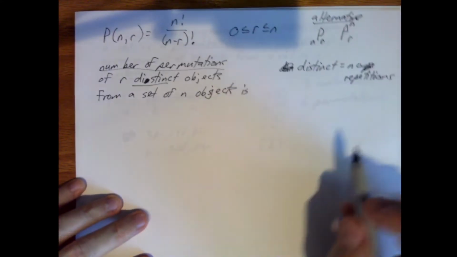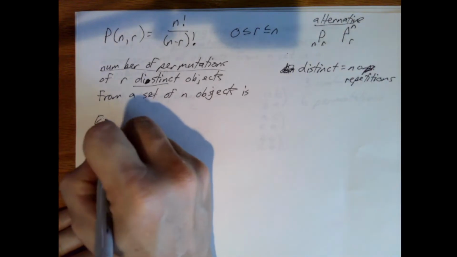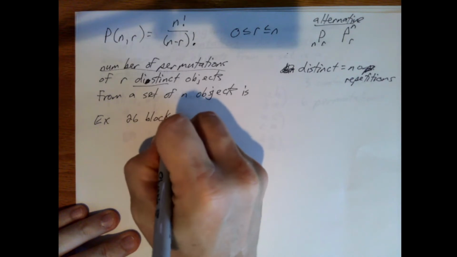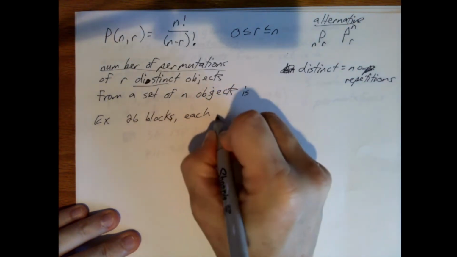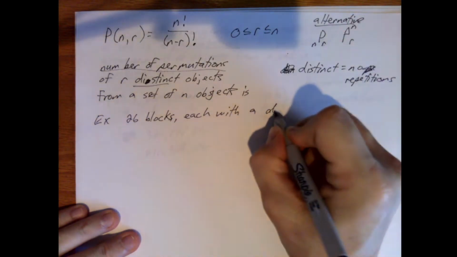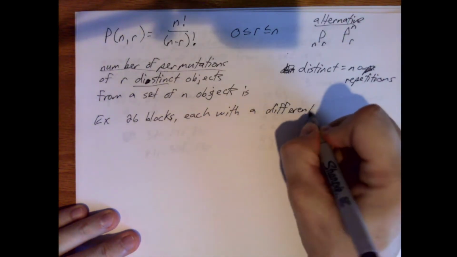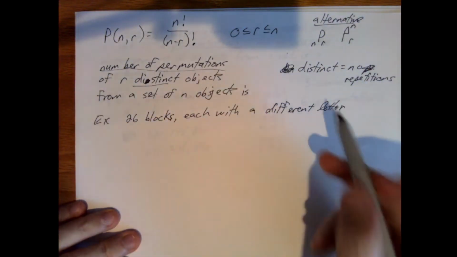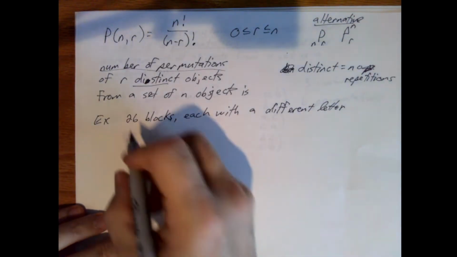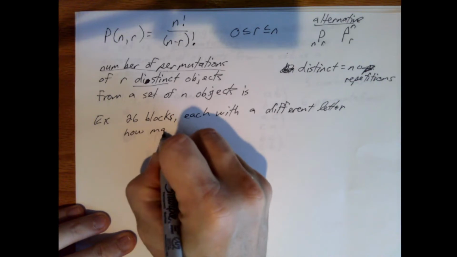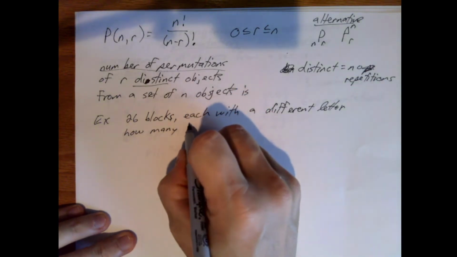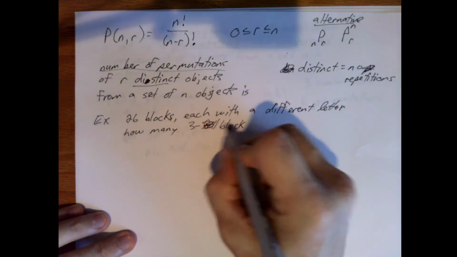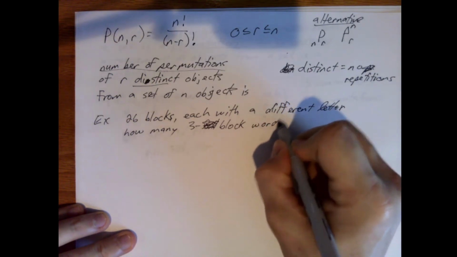Okay, and what do we mean by that? Well, let's use an example. Let's say I have some wooden blocks. So I have 26 blocks, each with a different letter. There are 26 letters in the English alphabet. Each of these blocks has one of those letters. So how many three-block words can I choose?